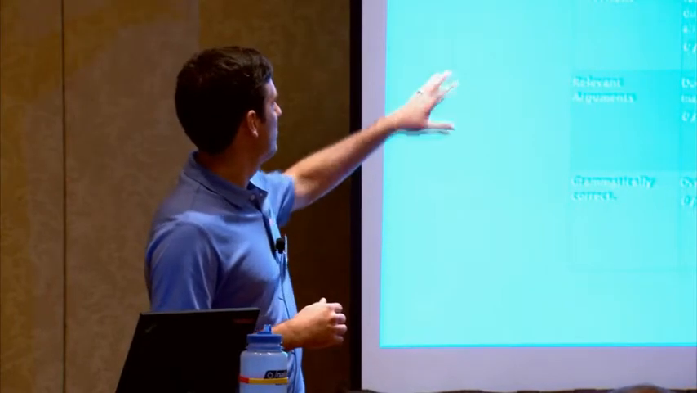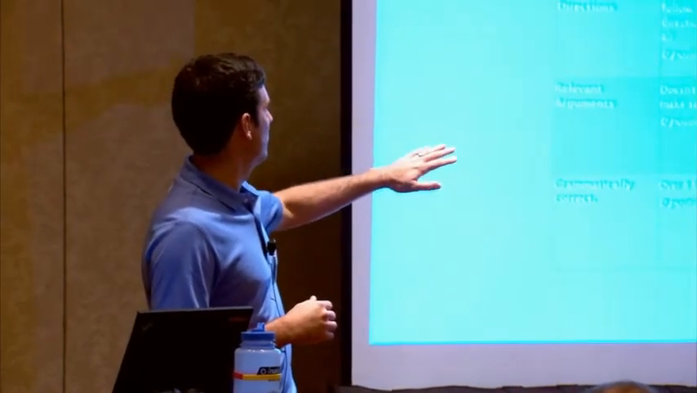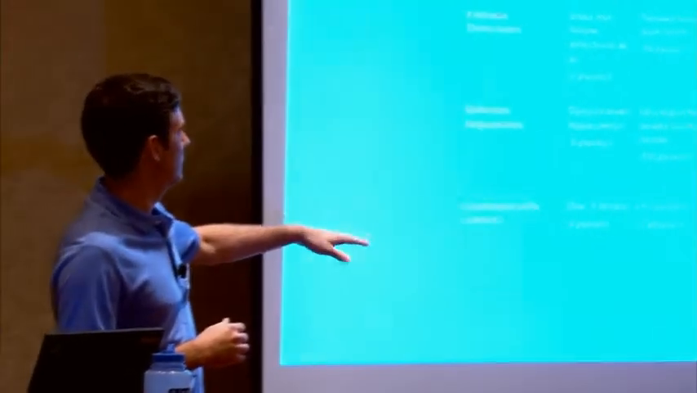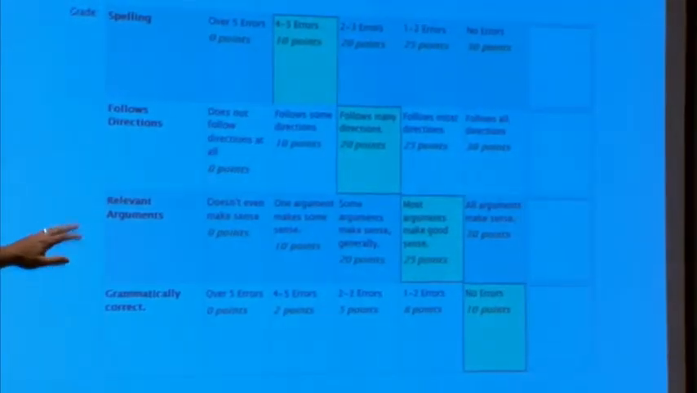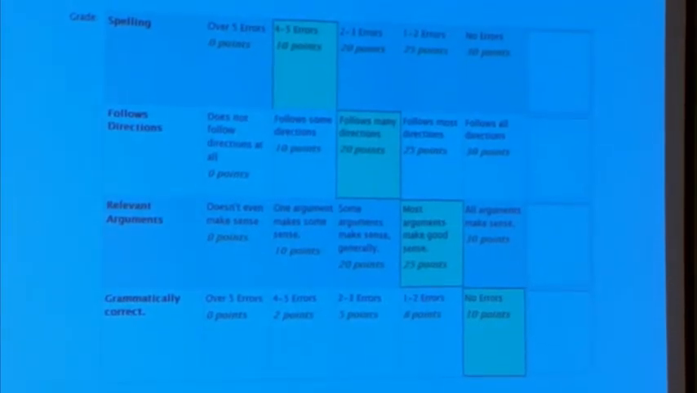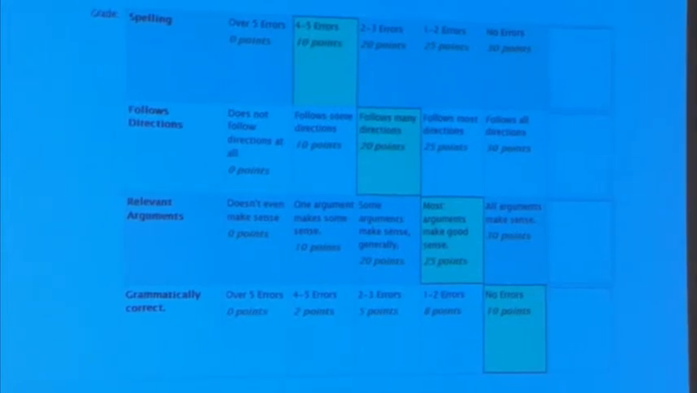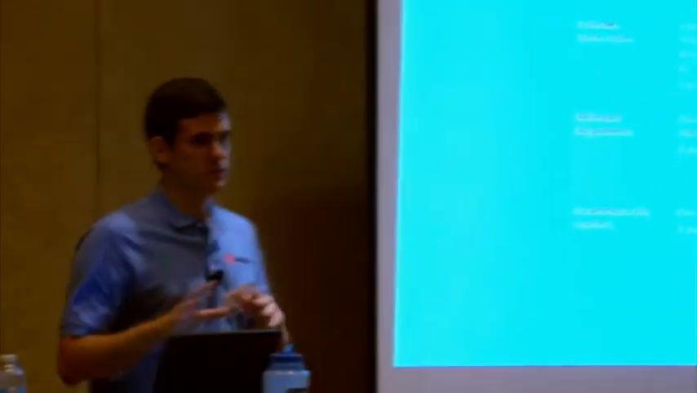You have the spelling, follows directions, relevant arguments, and grammatically correct, all on a scale here. The ones you see in green are the ones that you selected for the student. And the little boxes at the end there are the feedback you would provide. And the student, when they come into Moodle, they'll be able to see this rubric, see which ones you picked, and also see your feedback as well. And it's probably going to be a lot easier if I show this to you in Moodle.